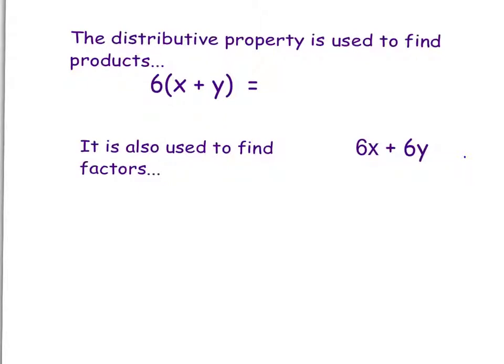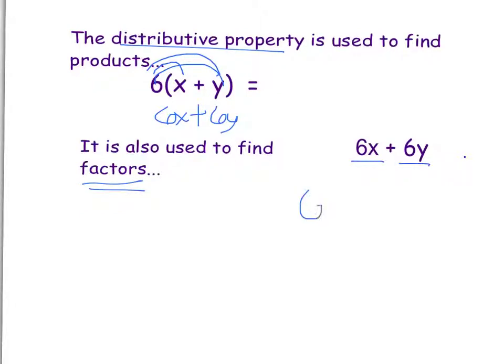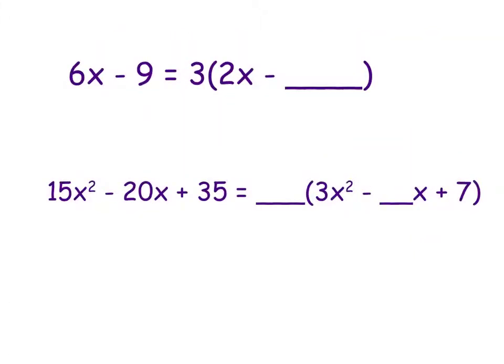So again, when we were multiplying, we took and multiplied over the parentheses using the distributive property. So 6 times x is 6x, 6 times y is 6y. We can use the distributive property and work backwards to find the factors. If you look at both of these, what do they have in common? They have a 6. So if you factor out a 6, you're left with x and y. The other way I think about it is 6 times what would give me 6x, and 6 times what would give me 6y.